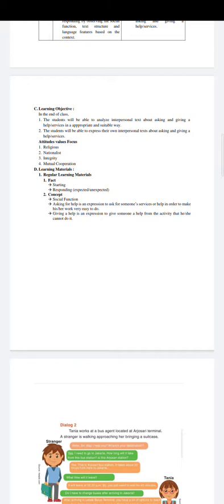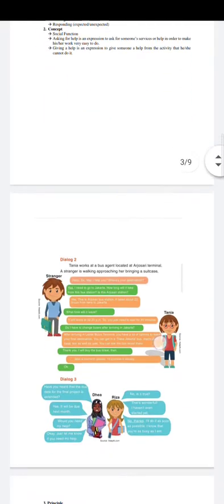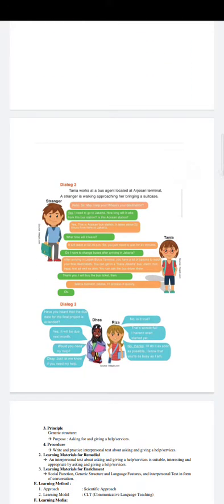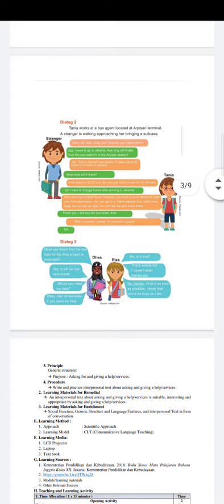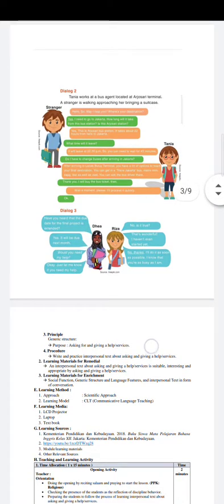The first one is regular learning materials, that is starting and responding, whether expected or unexpected, and also the concept. There are 2 explanations about asking and giving help. The first one is asking for help, an expression to ask for someone's services or help in order to make his or her work easier to do. And the second one is giving help. It's an expression to give someone help with an activity that he or she cannot do. These are the examples of asking and giving help. As you can see here, you can see it in my lesson plan in the PDF format.